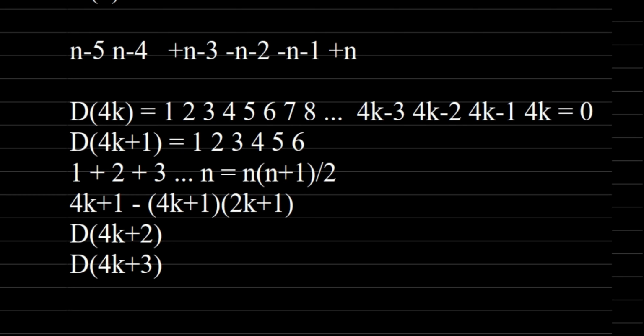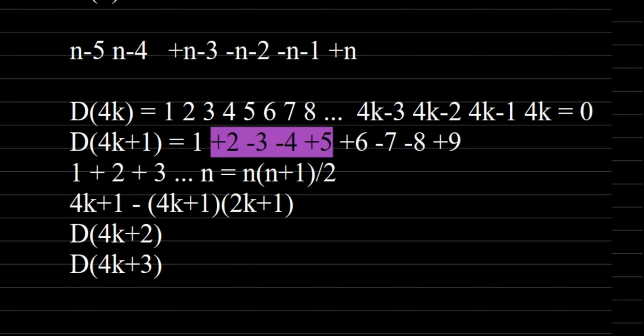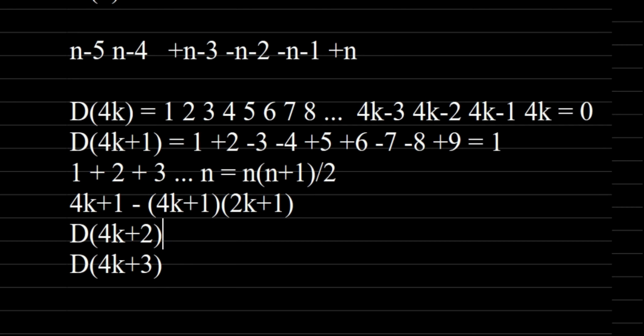6, 7, 8, 9. So since 9 can be represented as 4k plus 1, let's pair these 4, these 4. And we can see if we assign the signs this way, there are cancellations. So this group cancels out, this group cancels out, and we are left with 1. So the minimum value here we can get is 1, which we have also proved using this.